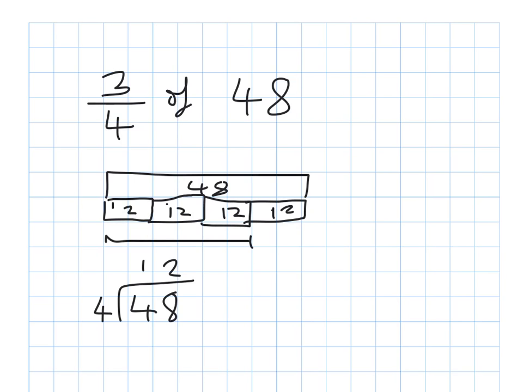So now we should be able to see that 3 quarters of 48 is 12 add another 12 add another 12, or 3 12s. So 12 times 3. 2 times 3 is 6, 3 times 1 is 3, gives us the answer 36. 3 quarters of 48 is 36. And again, just like last time, if you find any other fraction, so for example 2/5, you would divide the total amount by 5 and then put a line underneath 2 of them, because the 2 would be the numerator.